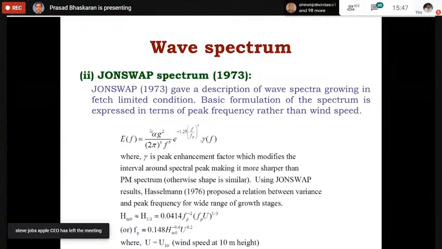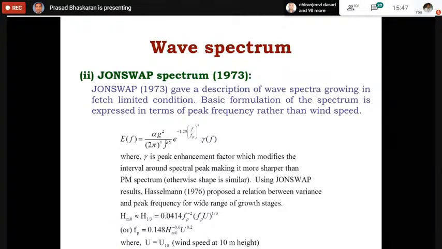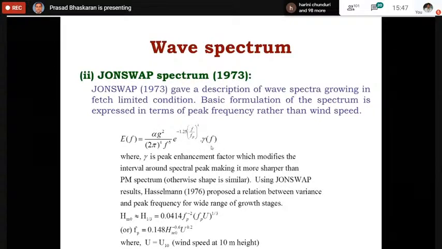The importance of this particular spectrum is that you can express your energy very much similar to the PM spectrum, but you have an extra term here called gamma F. This gamma F is called the peak enhancement factor, which basically controls the shape of the spectrum. Now, the difference between the PM spectrum and the JONSWAP is the shape of the spectrum.